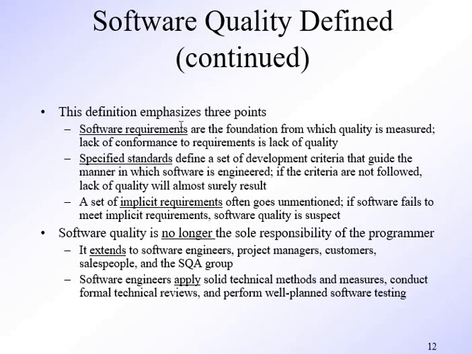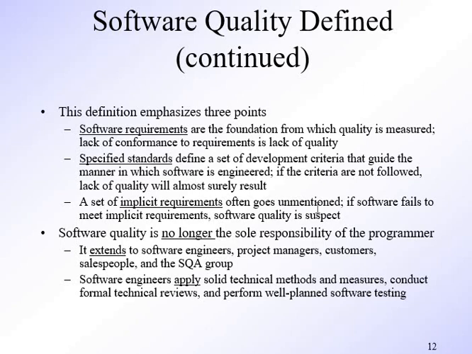So what should software quality focus on? First, the software requirements are the foundation from which quality is measured. So you should capture the requirements properly. You have to apply proper requirement engineering processes to identify the proper software requirements. Then we have specified standards, which define a set of development criteria that guide the manner in which the software is engineered. So you have to set some criteria defining the manner in which you will be developing the software.